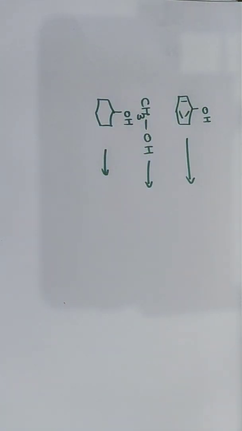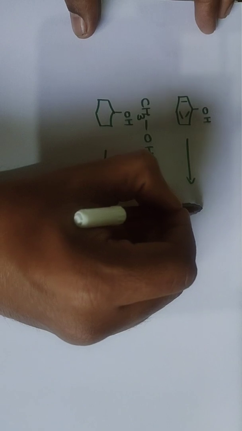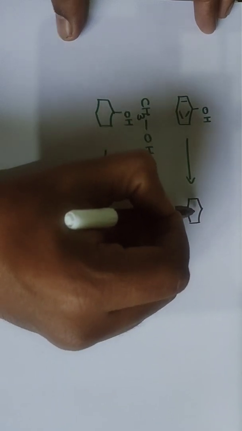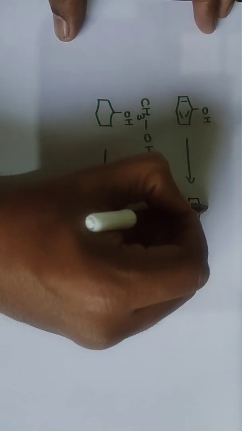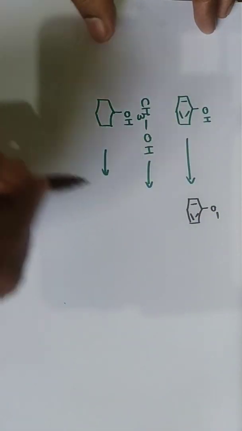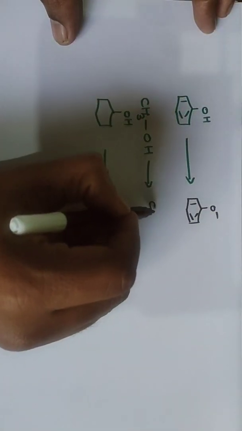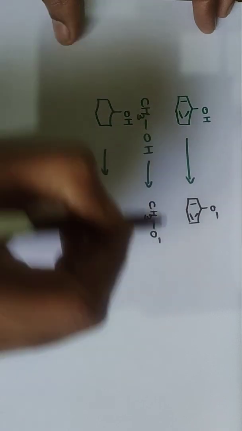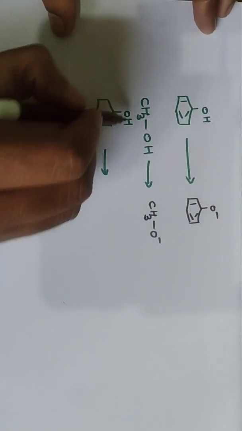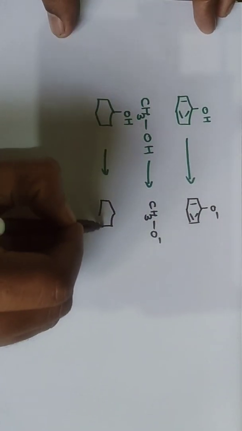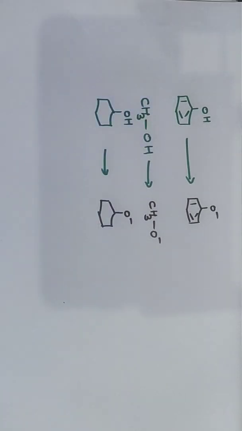In the case of phenol, after releasing a proton, you get this ion, this phenoxide ion. After releasing a proton, you get this alkoxide ion. After releasing a proton, you get this compound, O minus.